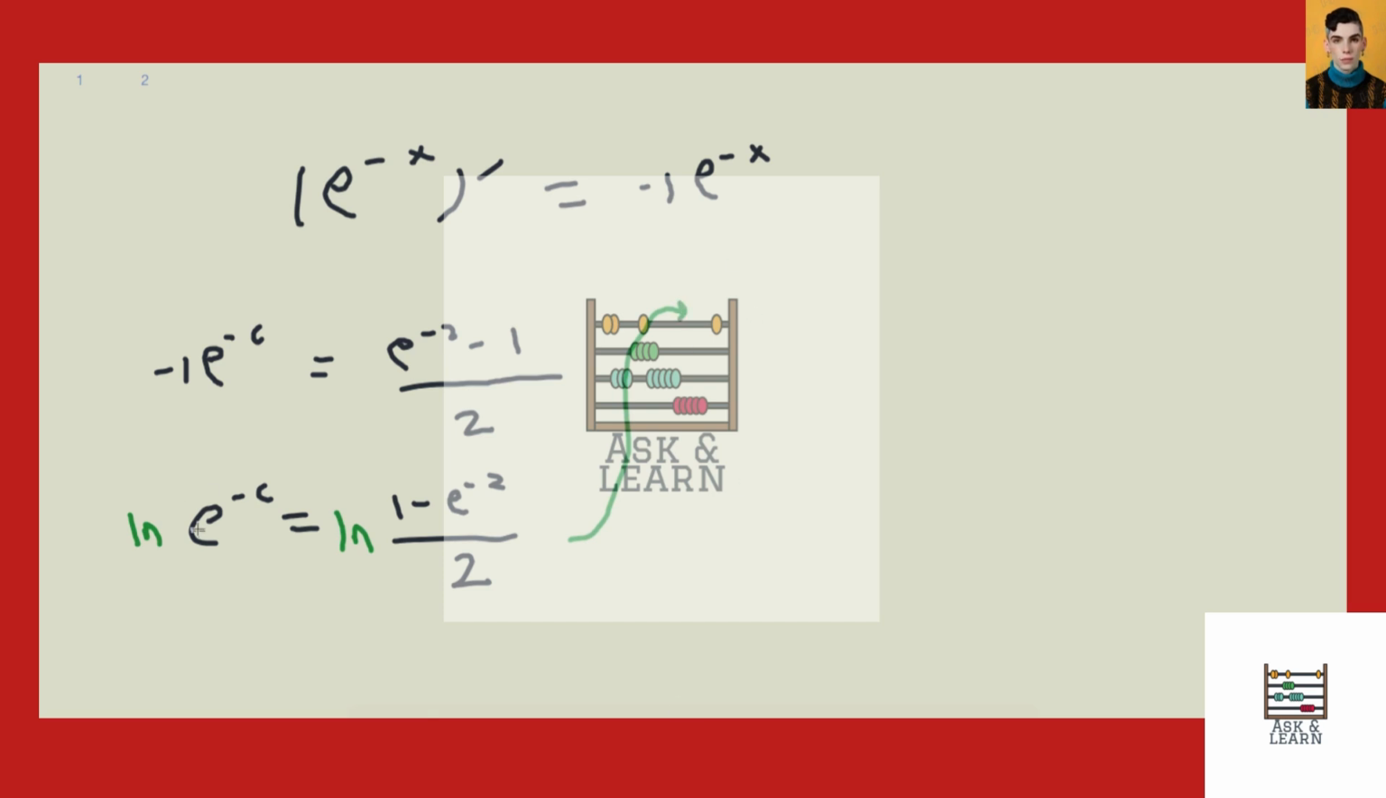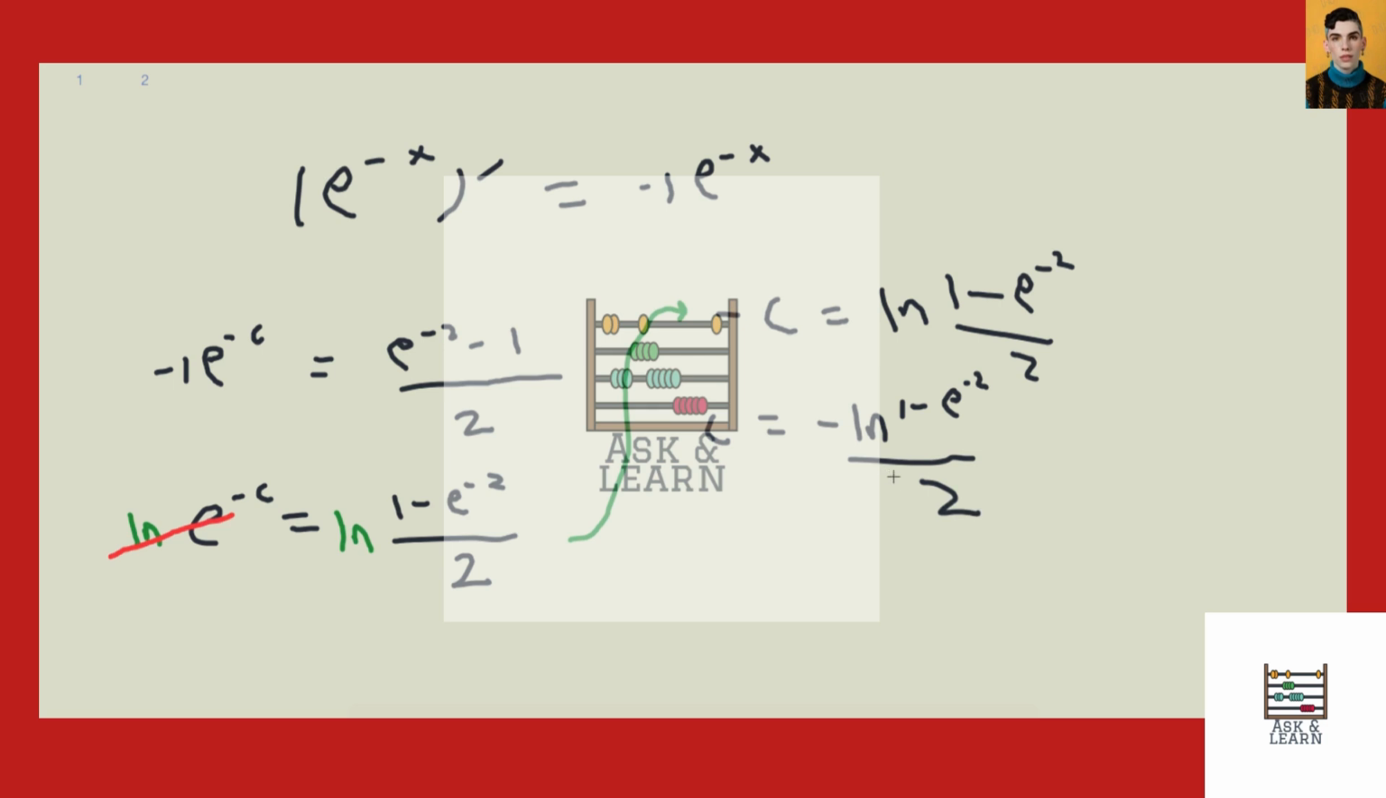So when you apply the natural log, this exponent goes away. And all we're left with is negative c equals ln of 1 minus e to the minus 2 all over 2. And then we can plug in c is just negative ln of 1 minus e to the minus 2 all over 2. So this is our value of c that we want.